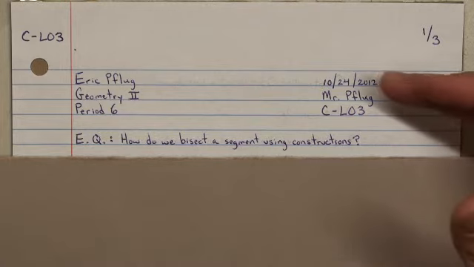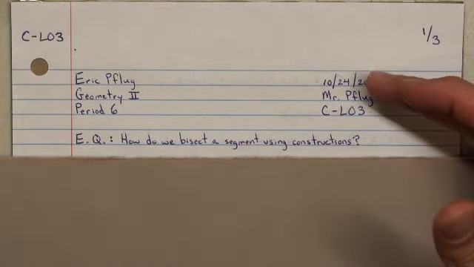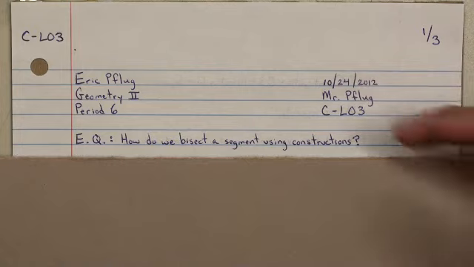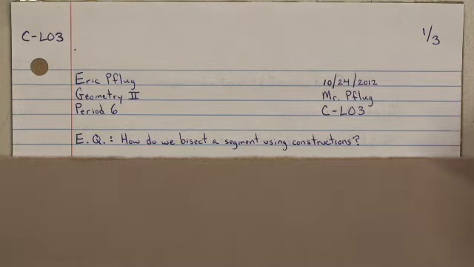Okay. Make sure that the date that you're putting is the date that you're actually doing this lesson. It should be the 24th, but in case it's different, make sure you put today's date. And here's our essential question for this lesson. How do we bisect a segment using constructions? Okay, this is our third construction that we'll be doing.